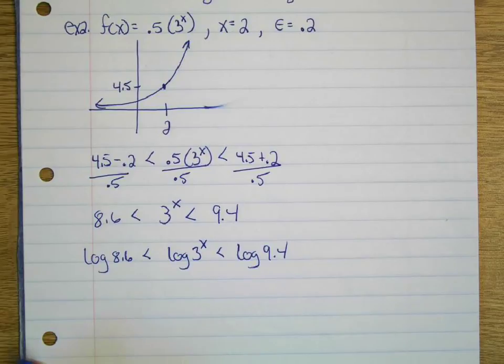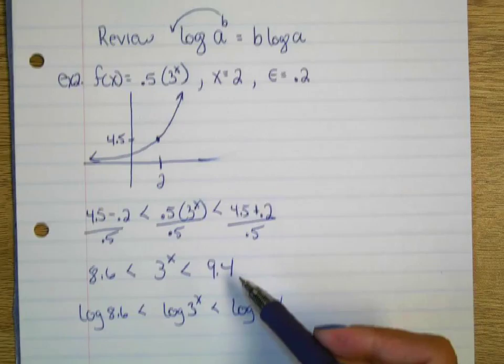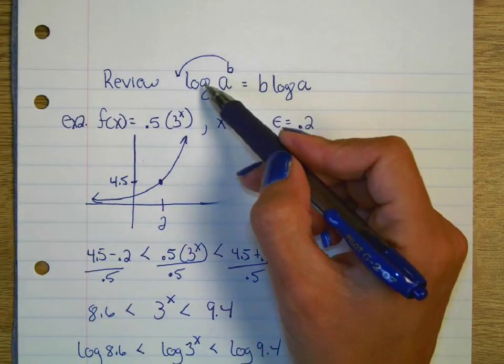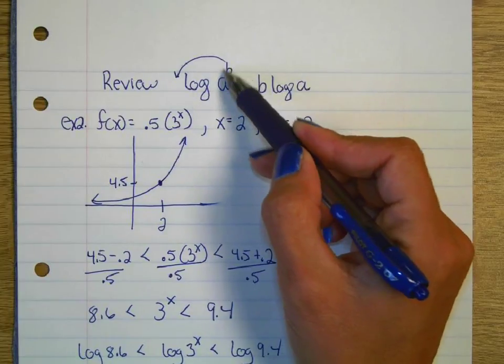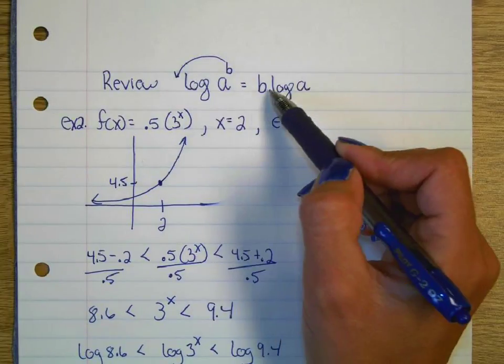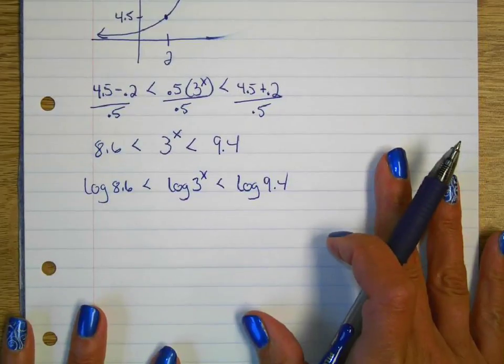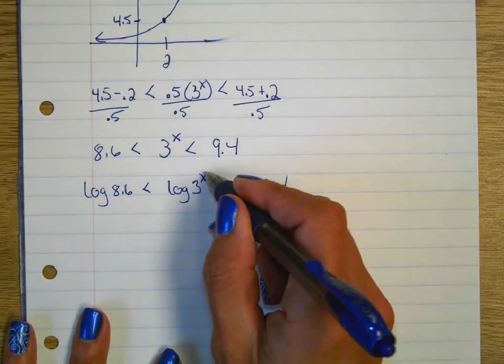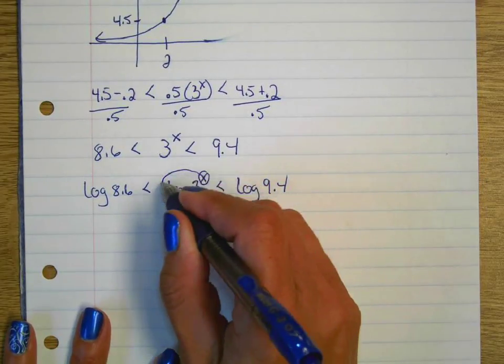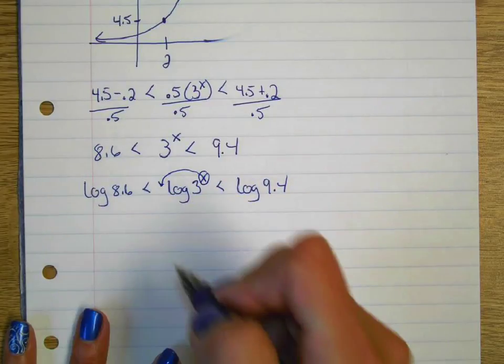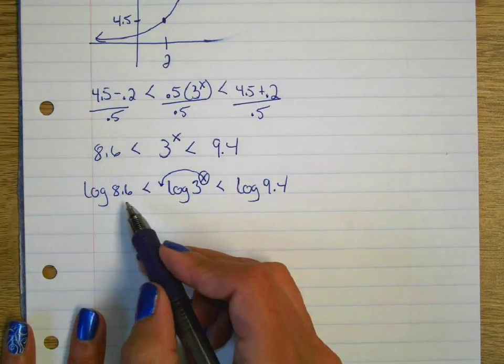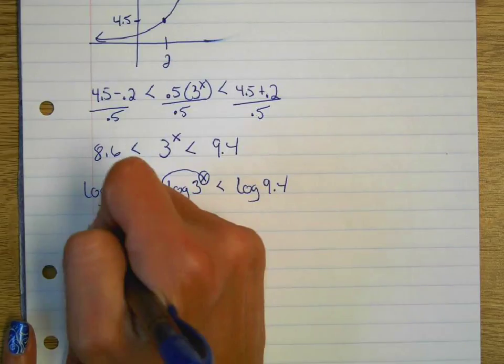Okay, so that property that I showed you at the beginning, I have the log of 3 to the x. I can bring that exponent down as a multiplier. Then I'll be able to solve for the x. So my next step is going to be just to take this down out in front here. I could get the decimal for this right now, but I'm going to wait.